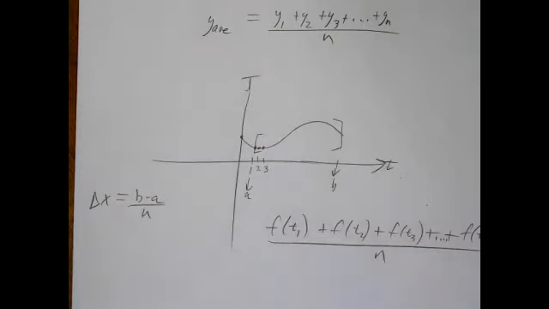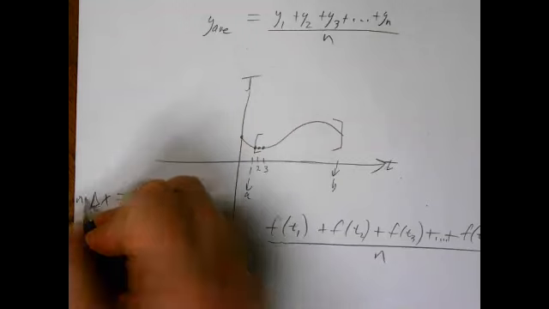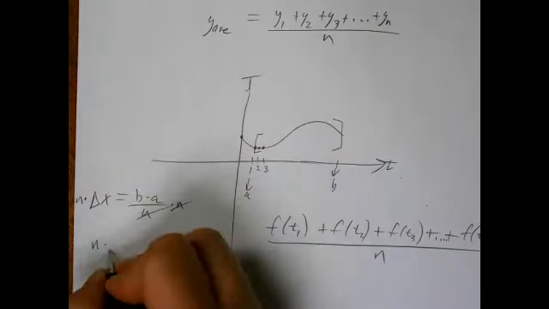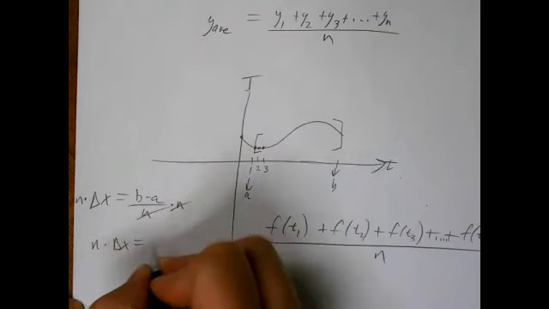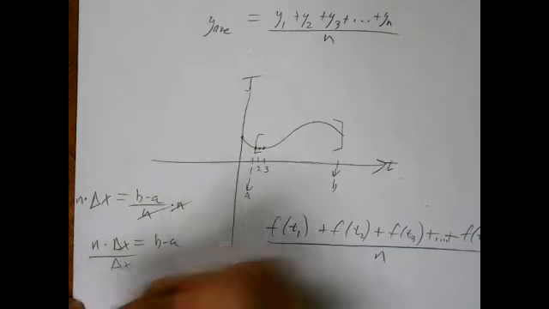Delta x was b minus a over n. It was literally the width of those little tiny rectangles that you were building, those little Riemann rectangles that we were building back when we were doing integrals by definition. And what I can do here is multiply both sides by n, clear this fraction. So I'll have n times delta x equaling b minus a. I can then divide both sides by delta x.